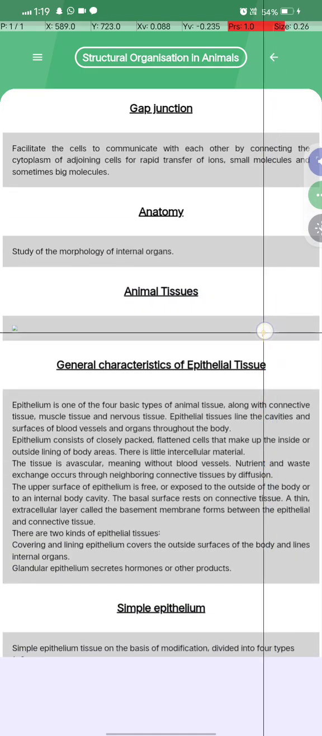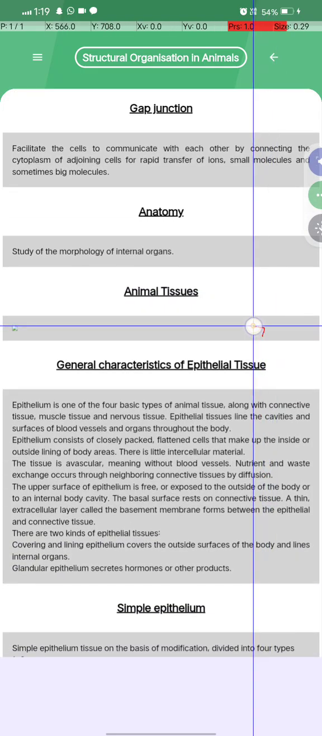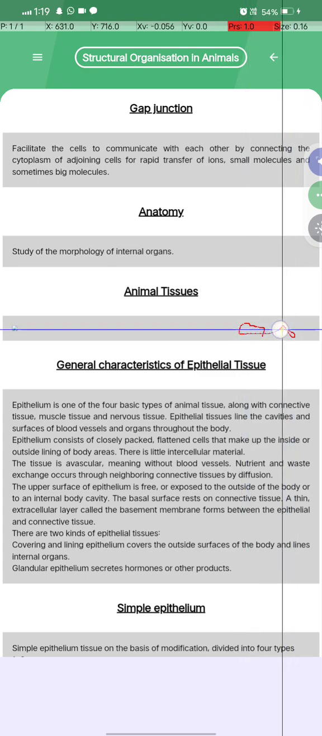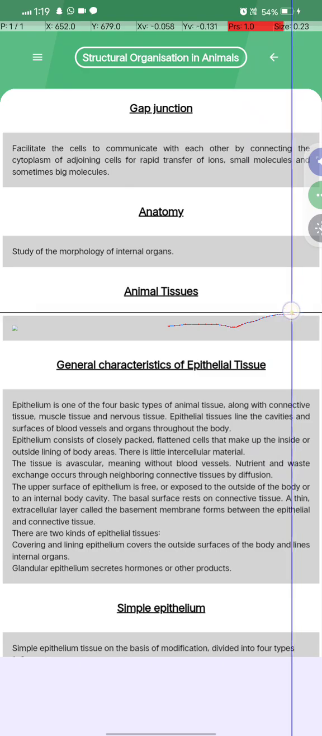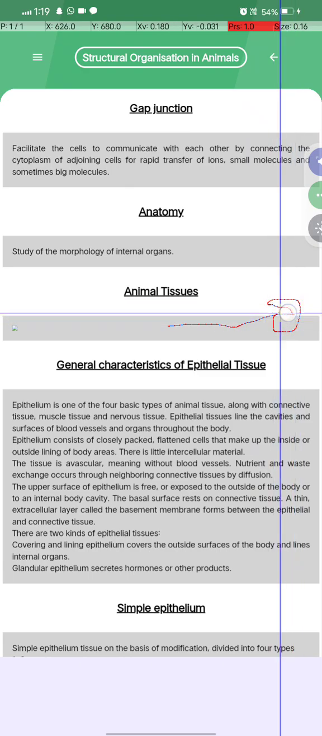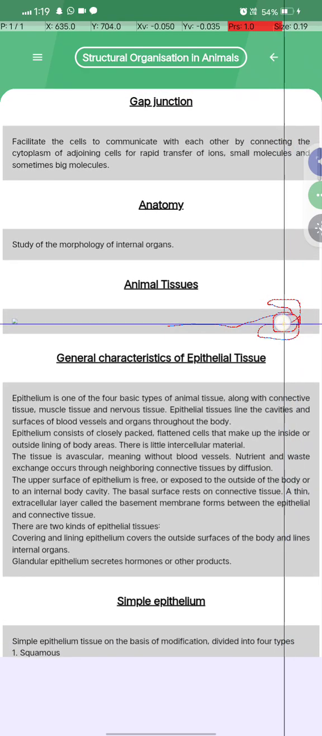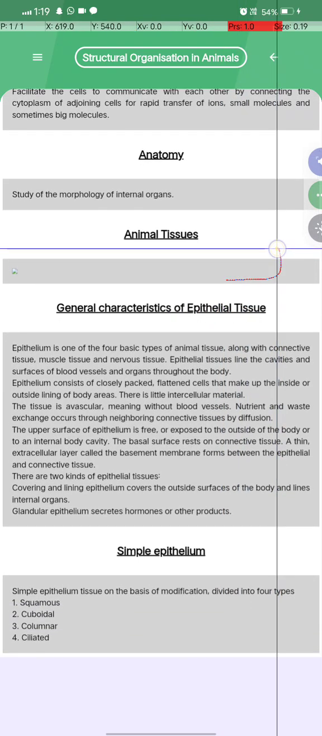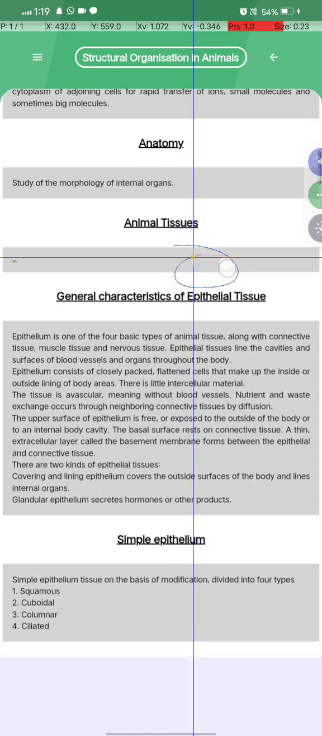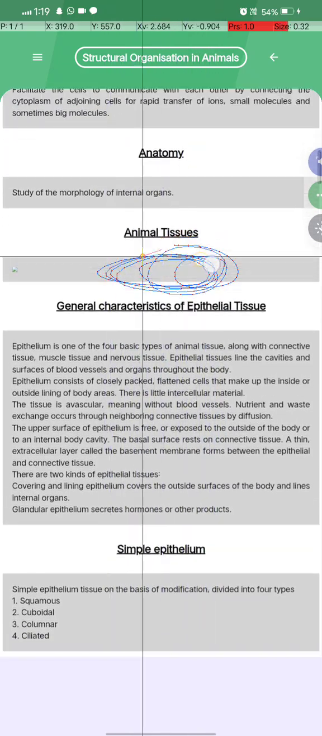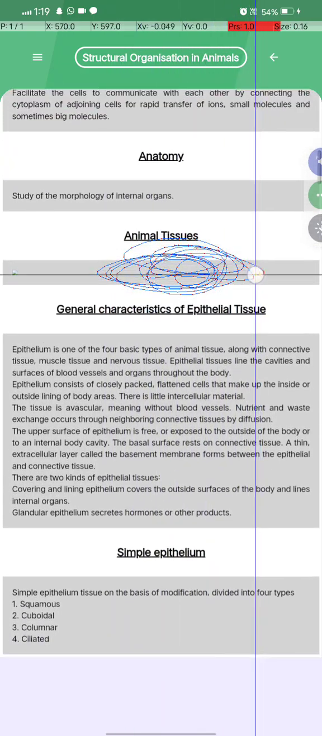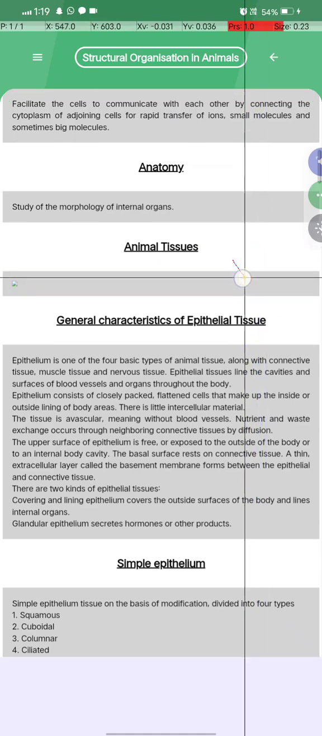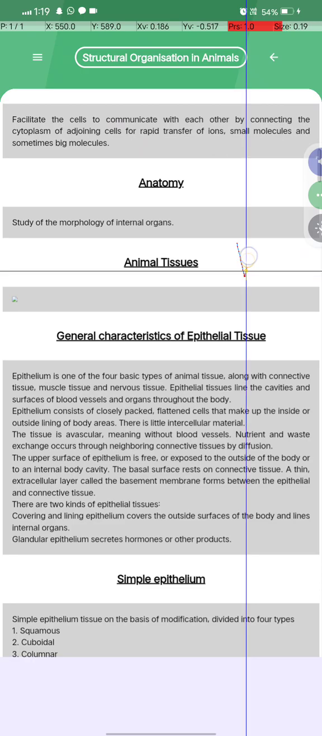एनिमल टिश्यू क्या होता है? तुम लोग जानते ही हो. The type of cells where similar cells combine and make a tissue, that is a part of animal tissue. मतलब जब सेम टाइप के सेल मिलके एक टिश्यू बनाते हैं तो वही एनिमल टिश्यू के अंदर आता है. छोड़ो, इसको स्किप करते हैं, इसको बाद में देख लेंगे.